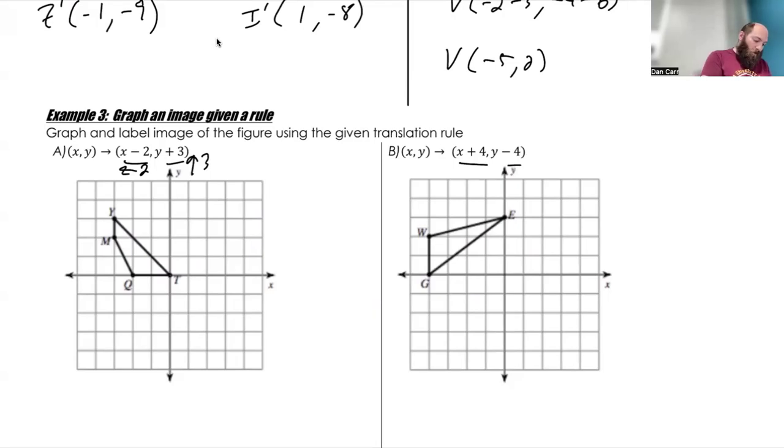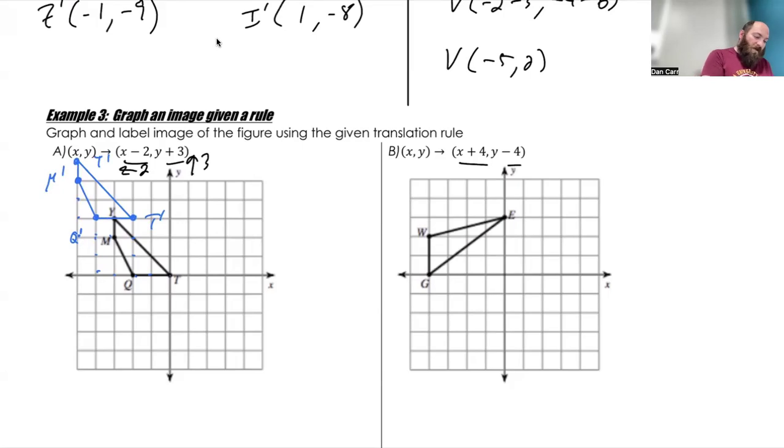So for example, for T, I go left 2 and then 1, 2, 3 up. This is going to be T prime. For Q, I'm going to go left 2 and then 1, 2, 3 up. There's Q prime. M goes left 2 and then 1, 2, 3 up. Here's M prime. And then finally, Y goes left 2 and then 1, 2. It's going to be off the grid a little bit. So there's my Y prime. So we connect all of our lines together. Because it was a translation, my pre-image and image are exact copies. They are congruent figures here.